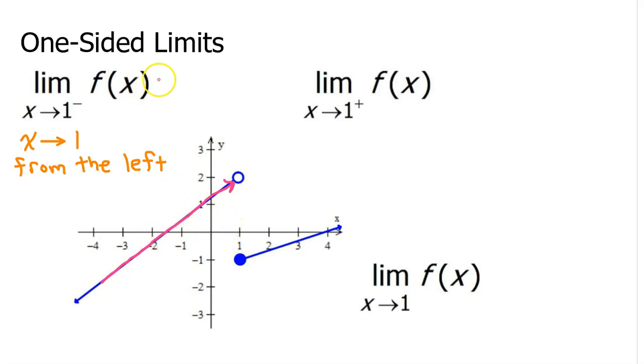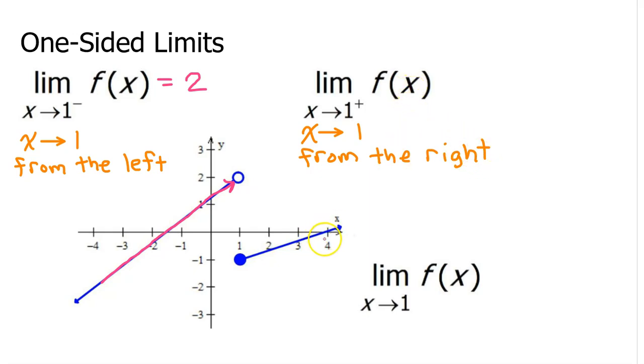In this case, the limit as x approaches 1 from the left is 2 because we are approaching an output value of 2. Notice it does not matter that there is an open circle right here at 2. All that matters is that we are approaching an output value of 2 as we get closer and closer to 1 from the left. This plus sign superscript means we are talking about the limit as x approaches 1 from the right of f of x.